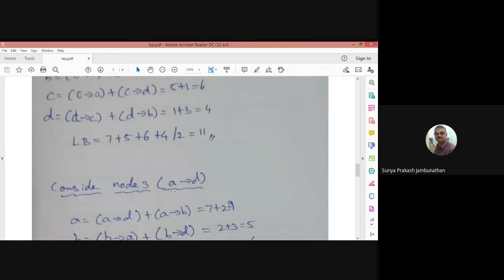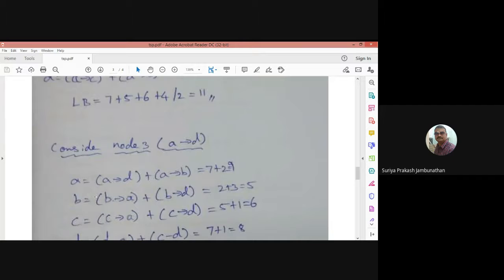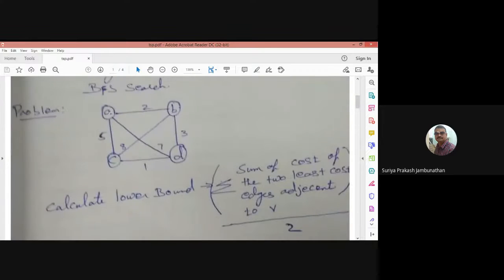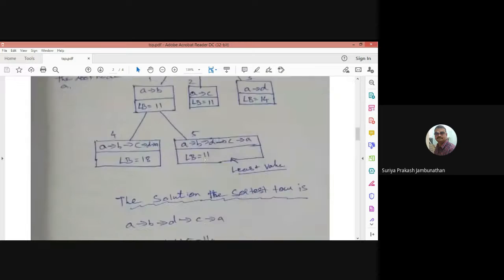Now we are moving to A to D. Let's see for A to D what answer we are getting. So A to D, what are we getting? A to D plus A to B. So when you are starting from A to D plus A to B, these two are the least values. So A to D is 7, A to B is 2. So 2 plus 7, we are getting 9.